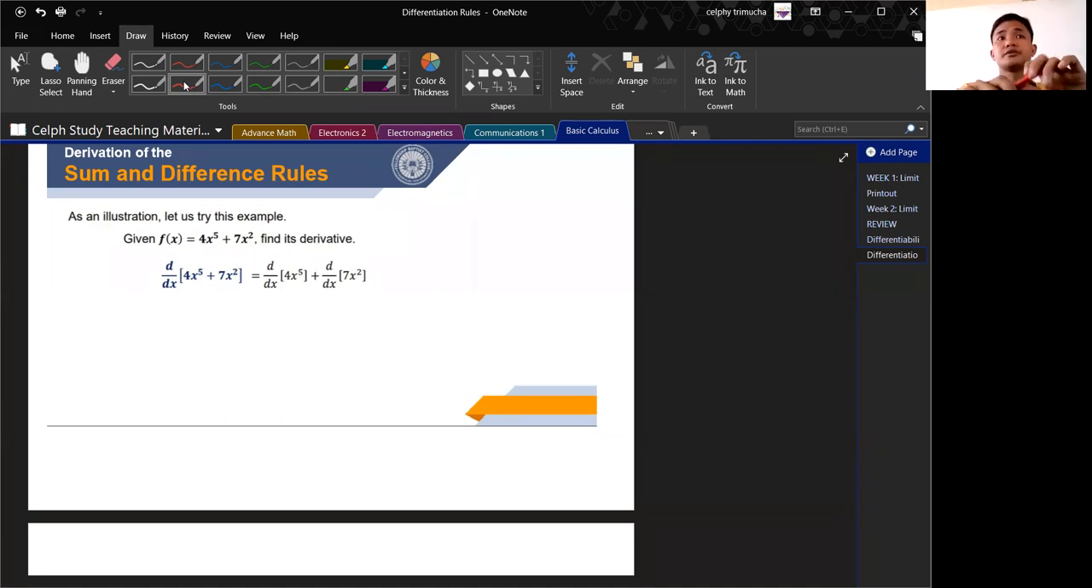So for today's discussion, we are going to continue our discussion from earlier, which is about differentiation rules. We have three differentiation rules: the constant rule, the power rule, and the constant multiple rule. So we continue our discussion on differentiation rules.